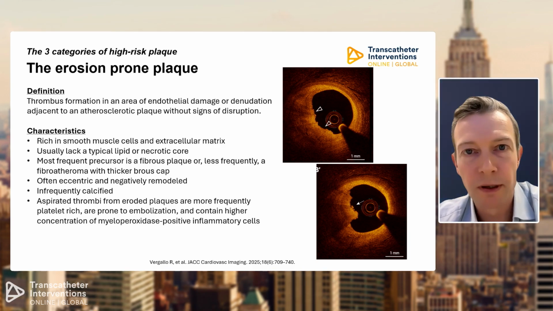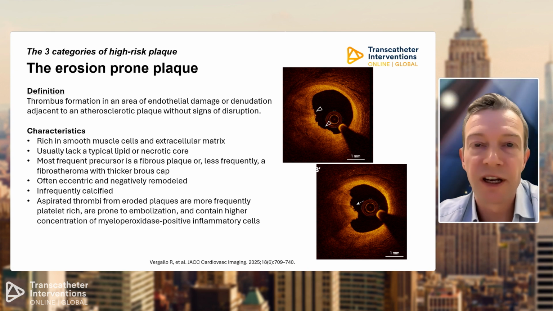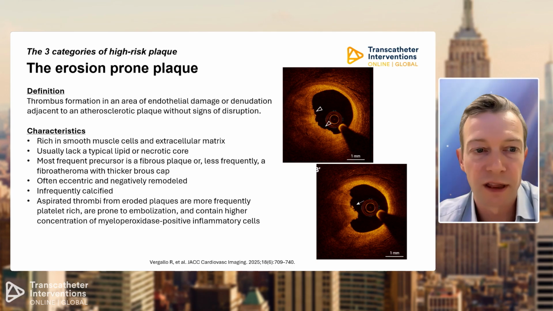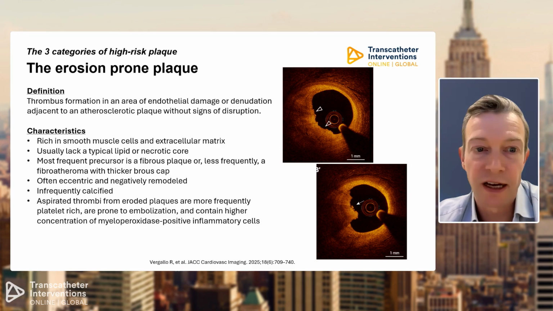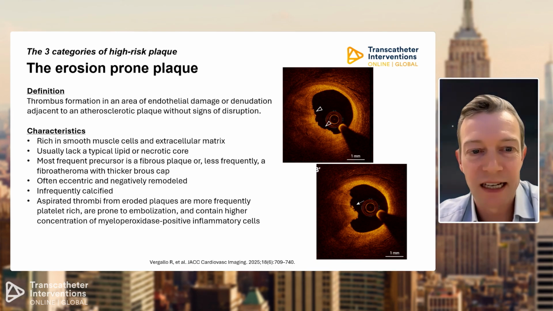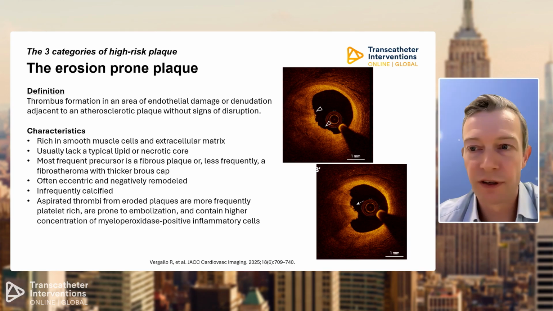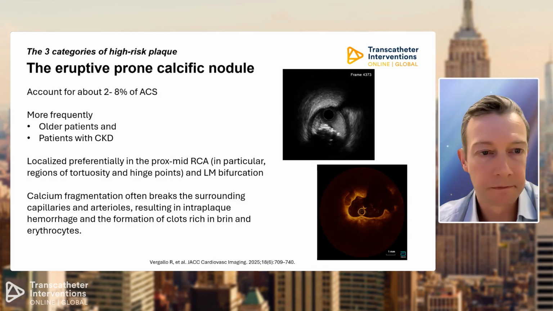And what is interesting, and what a lot of people probably don't know, is that these plaques usually lack a typical lipid or necrotic core. In contrast, they are usually located in areas rich in smooth muscle cells and extracellular matrix. So this is clearly different as compared to the conventional TCFA. The most frequent precursor is, as mentioned, the underlying fibrous plaque, and they're often eccentric and negatively remodeled. Moreover, they're infrequently calcified. So this is just to show you the key features of the erosion-prone plaque that is clearly different from the conventional TCFA.